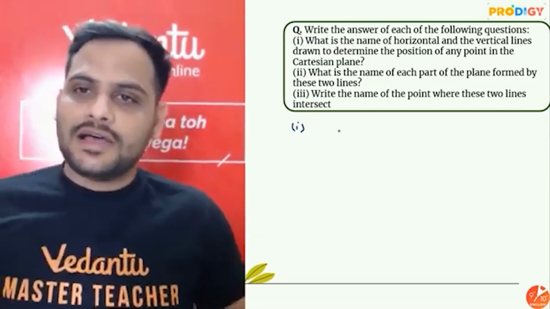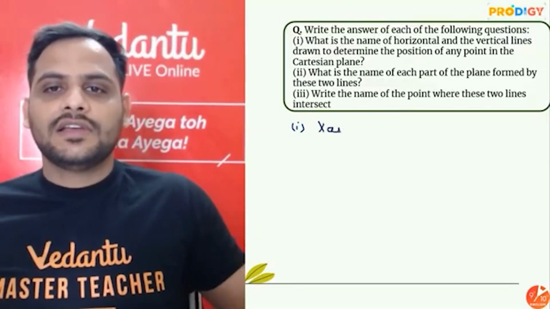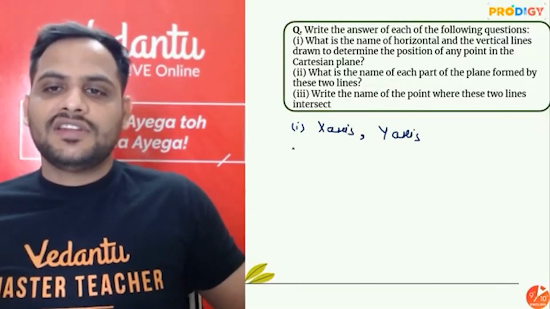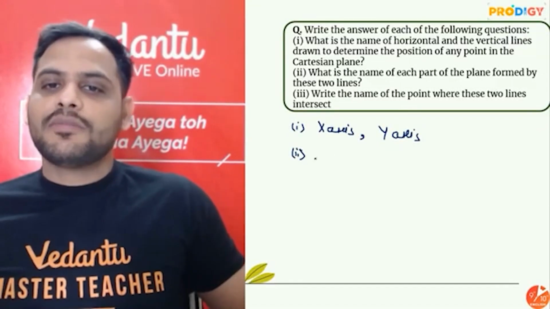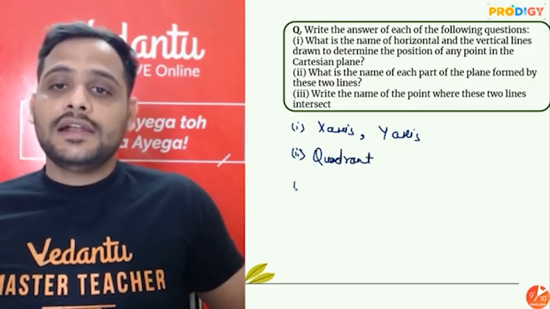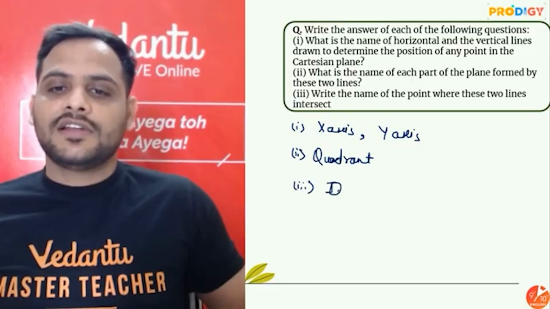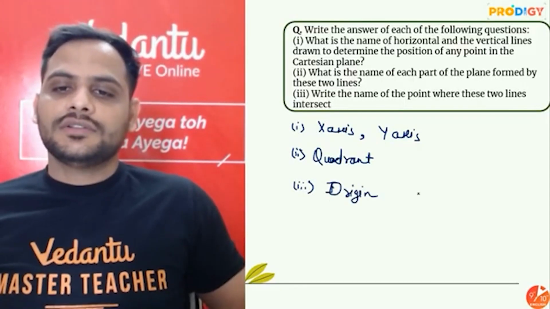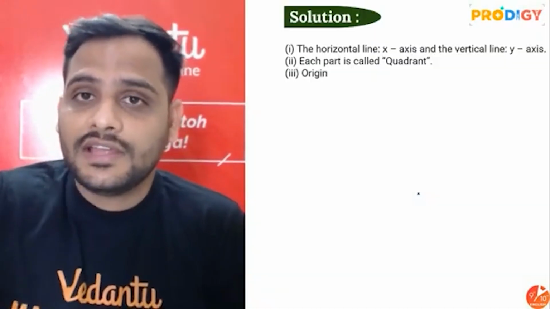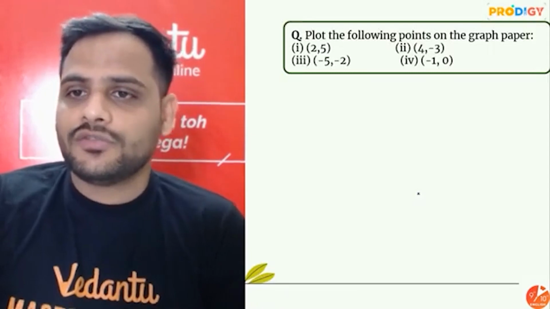तो भाई सिंपल सा बात है. Horizontal vertical lines. Horizontal line is your x-axis. Vertical line is your y-axis. What is the name of each part of the plane formed by these two lines? We call it quadrant. Write the name of the point where these two lines intersect. They intersect at origin. The intersection point of both the axes is called origin. ठीक है?